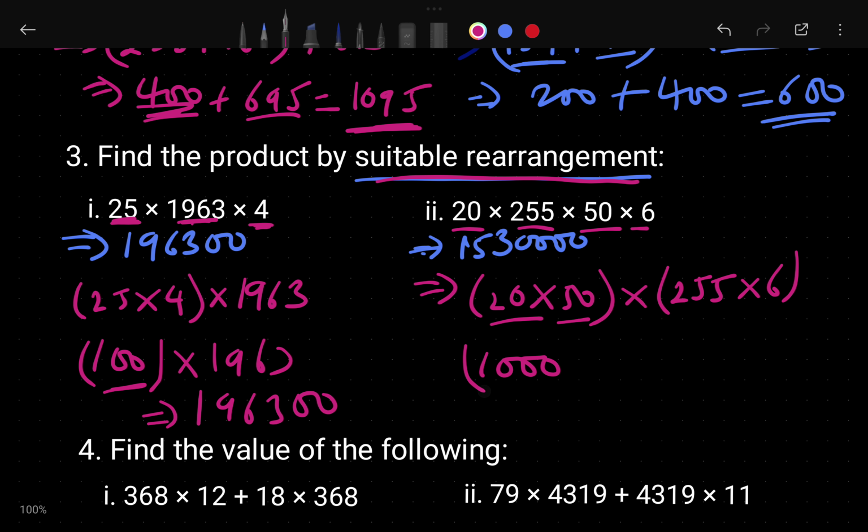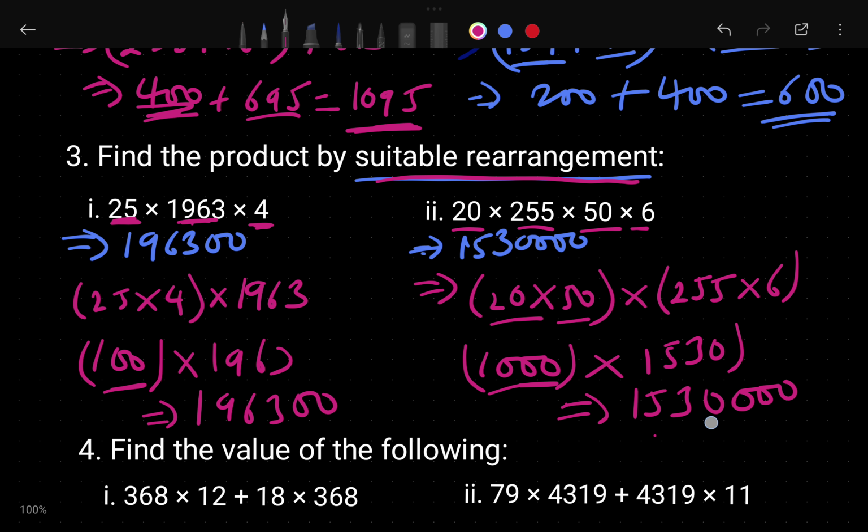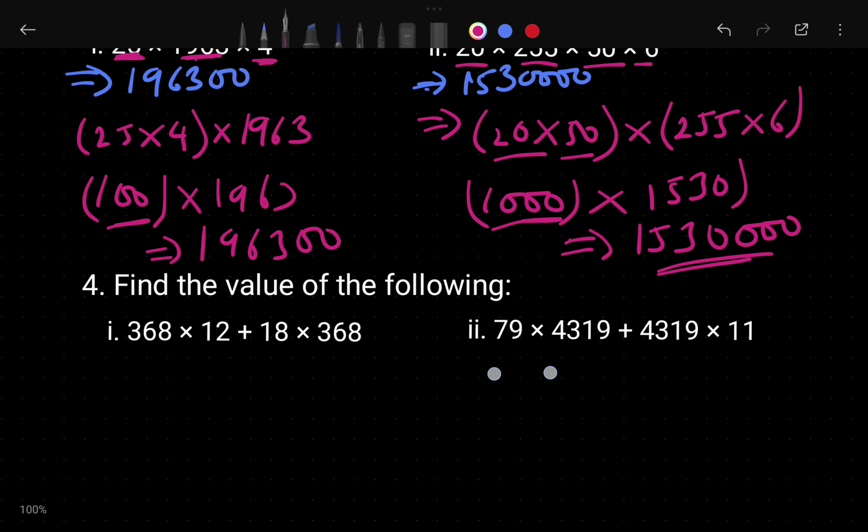And then we have to multiply 255 into 6, it is going to be 1530. When you multiply both of these, it is 530. How many zeros? 3 zeros are there. Put the 3 zeros, 1, 2, 3 zeros. This is your final answer. These are very easy things, you can do that.